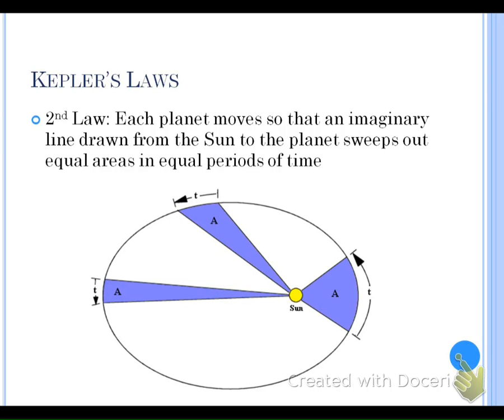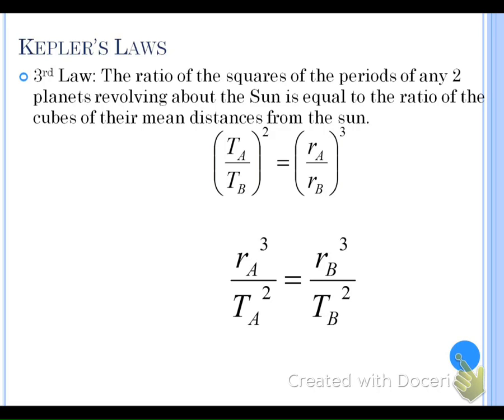The first two laws give us conceptual ideas about planetary motion. The third law gives us an equation that can help us solve for the radius and the period of a planet. So this is Kepler's third law. It's explained in words at the top and then given in equation form underneath.